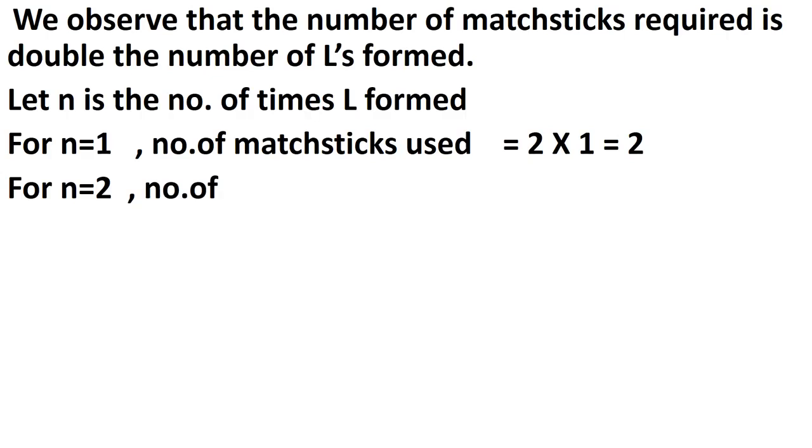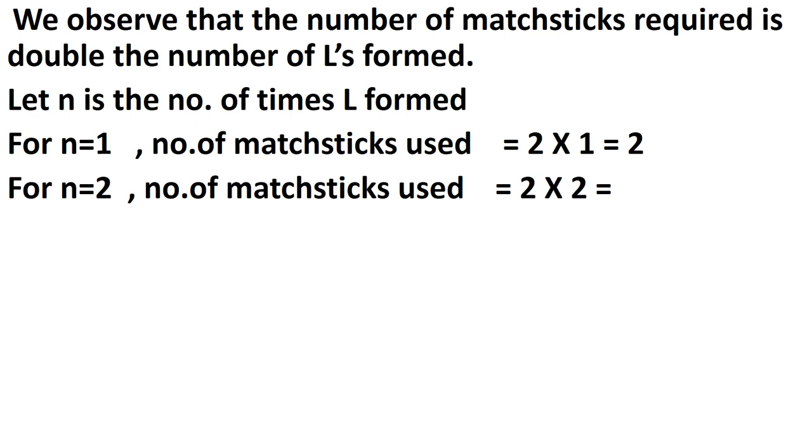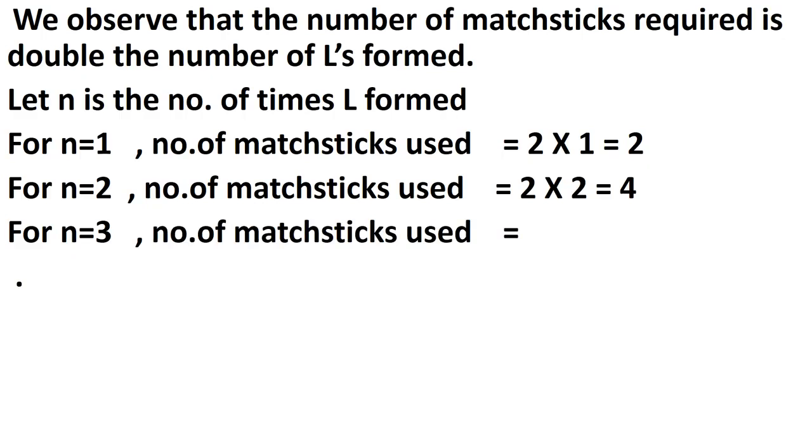When n equal to 2, it means we are making L 2 times. So the number of matchsticks used is 2 multiplied by 2 equal to 4. For n equal to 3, we are making L 3 times. So the number of matchsticks used is 2 multiplied by 3 equal to 6, and so on. If we are making 4 times, then it is 2 multiplied by 4. If we are making 5 times, then 2 multiplied by 5. If we are making 6 times, then it is 2 multiplied by 6.